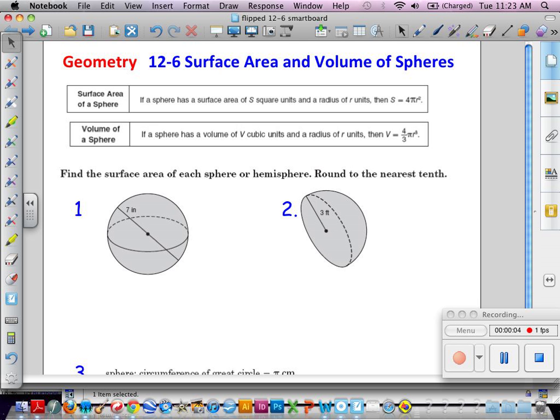Hello, geometry students. Today we are talking about surface area and volume of spheres.